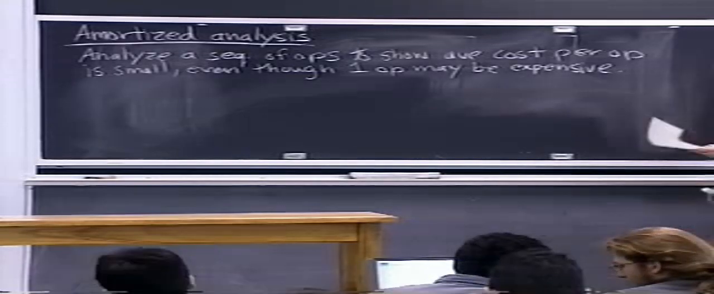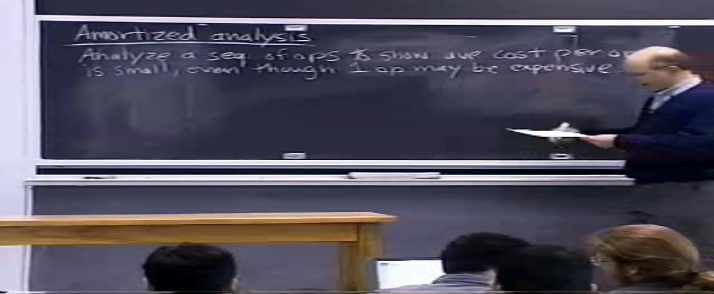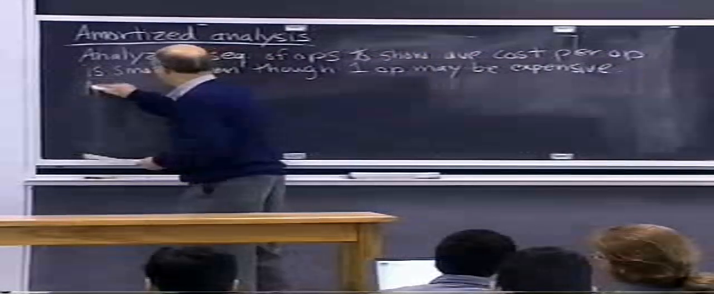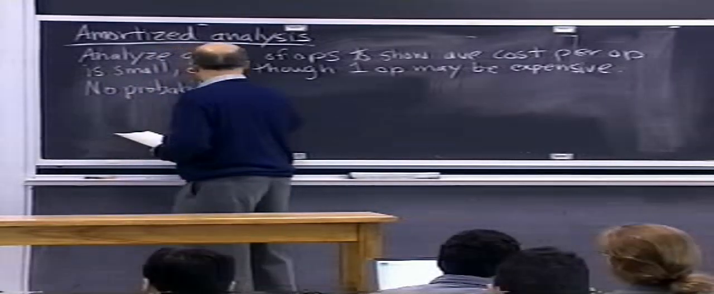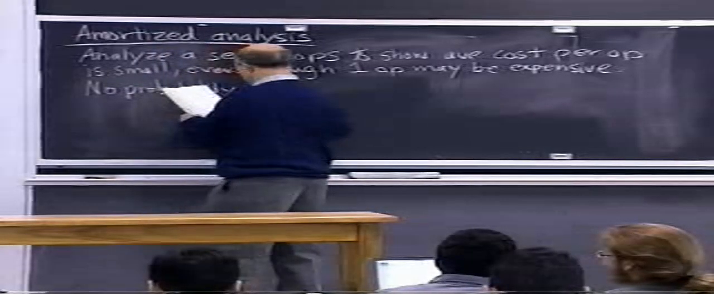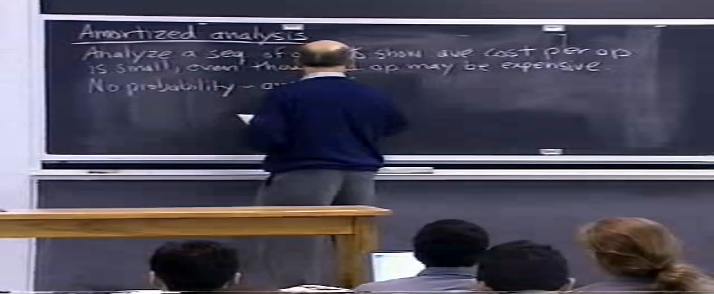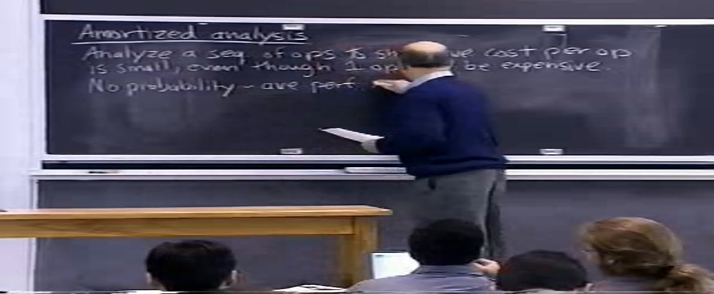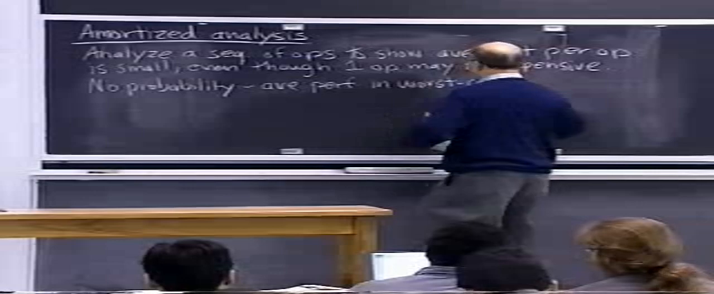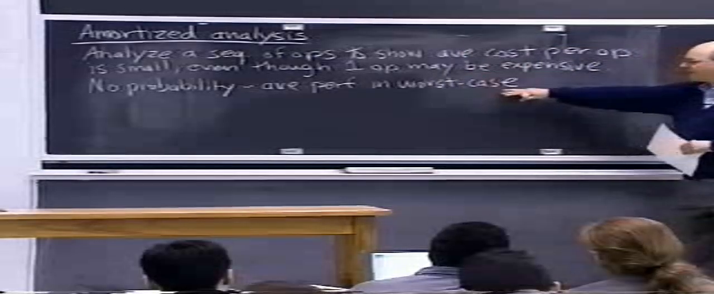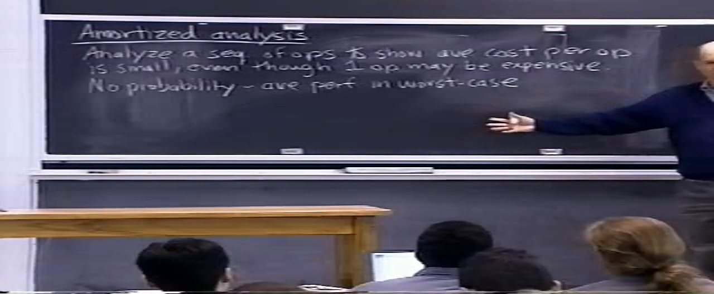Okay? And one of the things that sometimes people get confused about is we're talking about average costs, but there's no probability in the definition of an amortized analysis. We're talking about the average performance of operations in the worst case. In other words, the average is taken over the number of operations. We're not taking the average over some probability distribution.